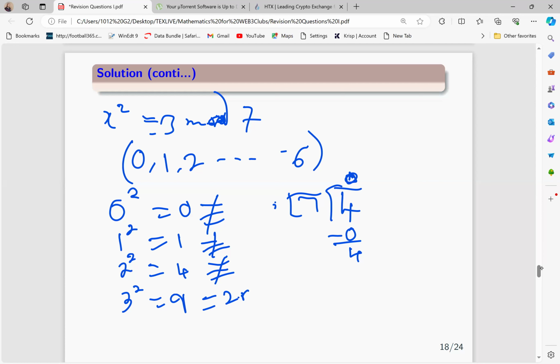So next we'll go to 4. 4 squared will be 16. 16 mod 7: 7 goes in 2 times, that is 14. Then the remainder will be 2. So we'll get 2. So still, this one won't be our solution.